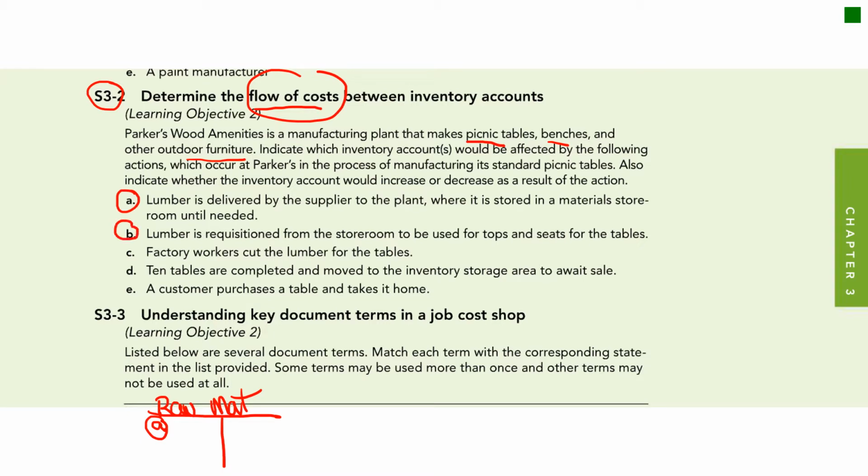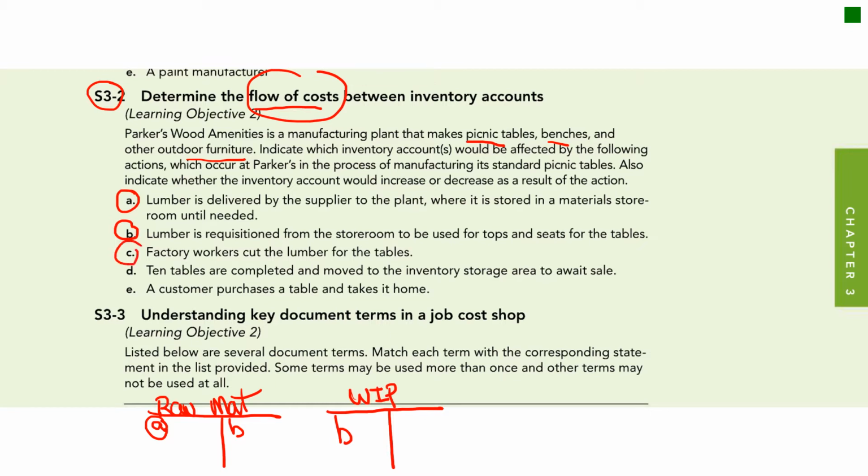In part B, it says you are requisitioning lumber into the storeroom to be used for tops and seats for the table. So guys, that would be production. So in that case it's going to be going into work in process. So in letter B, you'd be increasing work in process and you'd be decreasing your raw materials. So just by indicating the letters, increase WIP, decrease raw materials, because now you're starting to produce.